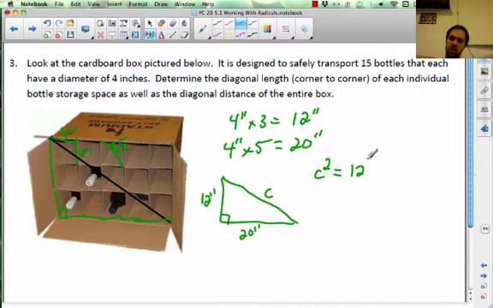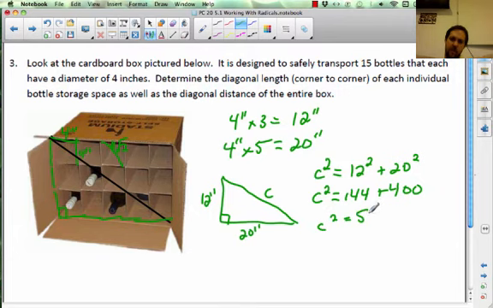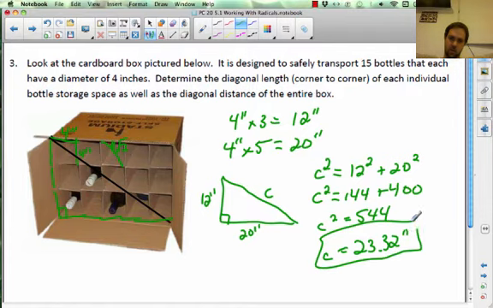And again, we can calculate C using the Pythagorean theorem. Sorry, C squared equals 12 squared plus 20 squared. C squared equals 144 plus 400. C squared equals 544. And C equals the root of 544, which is 23.32 inches. There you go.